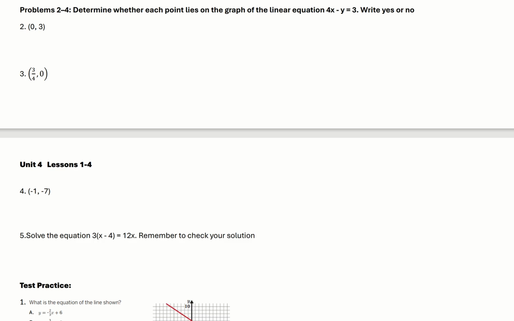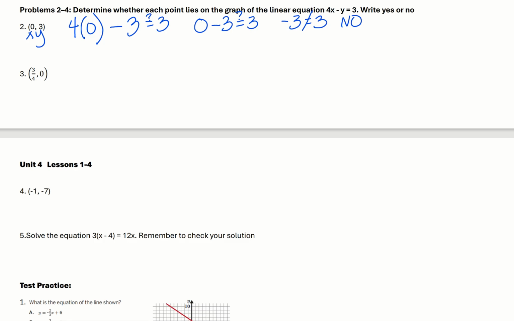So we have 0, 3. This is x, this is y. If I look at my equation, it says 4 times 0, that's x, I inputted it, minus 3, that's y, I inputted it. We want to know if that equals 3, right? This is kind of our question mark. Well, 4 times 0 is 0, minus 3. If I have nothing and I take away 3, I get negative 3. Well, that does not equal 3. So the answer is no. That's how you determine if it lies on the graph, because if it's true, then of course it lies on the graph.